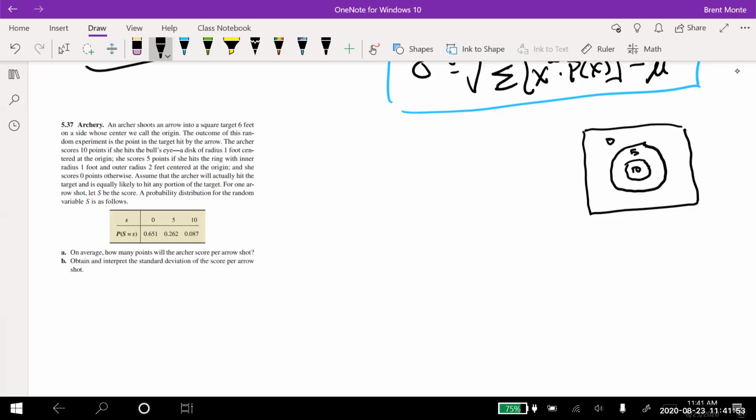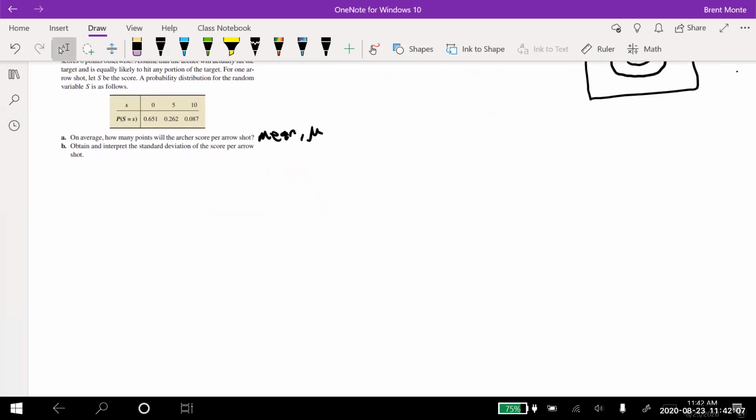So A: on average, how many points will the archer score? Well, the average, that's the mean. So we're looking for mu. Let's calculate it down here so that we have plenty of room. For part A, the mean is the sum of x times its probability. Now, these are S's, so let's go ahead and change those to S's. S times the probability of S.